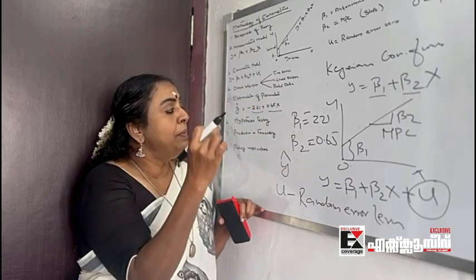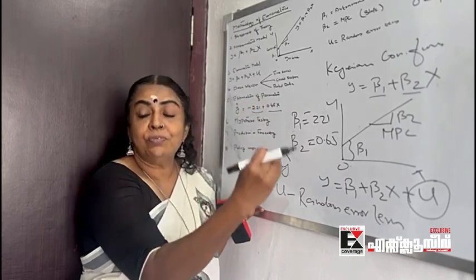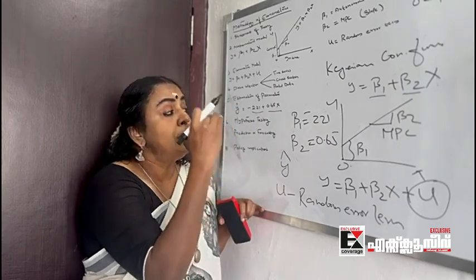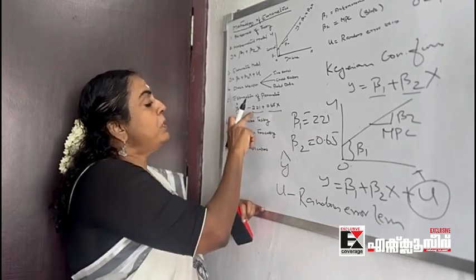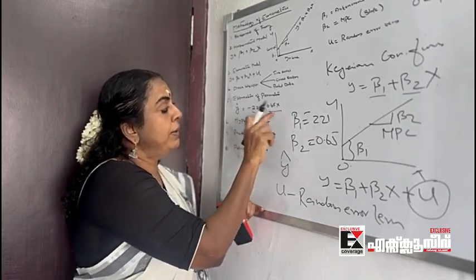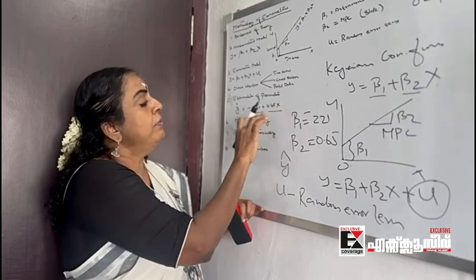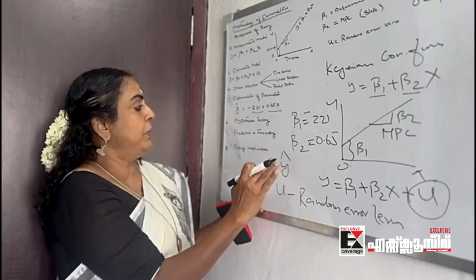That is, if your income increases by 1 rupee, consumption will increase by 65 paise. So, the consumption expenditure will increase by 65%. So y cap is equal to minus 221 plus 0.65x. This is an econometric equation, a regression equation, which shows the values of beta 1 and beta 2.